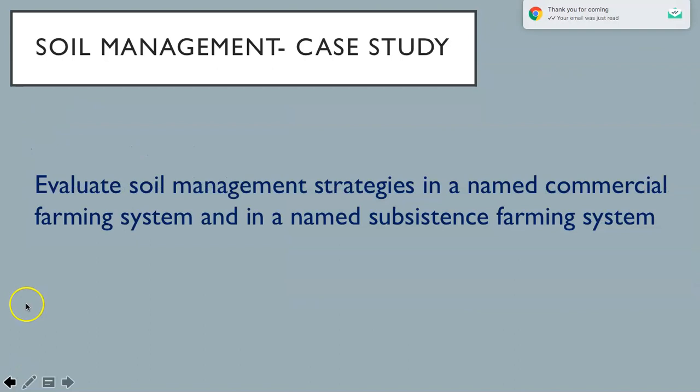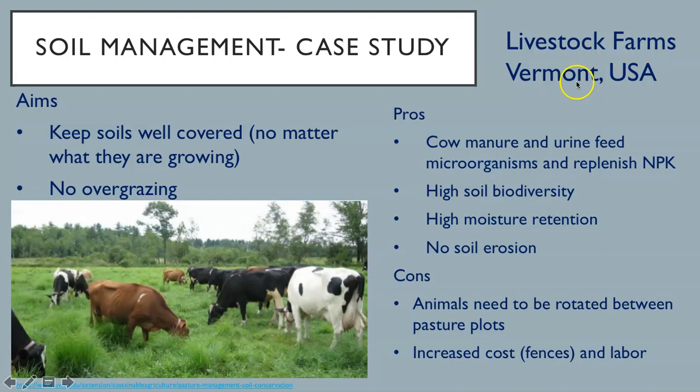You need to evaluate soil management strategies in a named commercial farming system and in a named subsistence farming system. So I'll do an example of each for you. An example is the livestock farms in Vermont, USA.